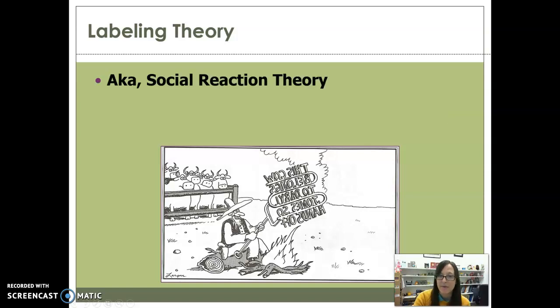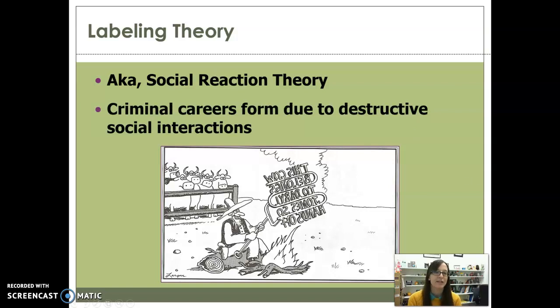Labeling theory, also known as social reaction theory, is basically the idea that criminal careers happen because of all the social interactions that we have with other people, and that it's all about how people treat us that determines how we label ourselves, and then determines our behavior.